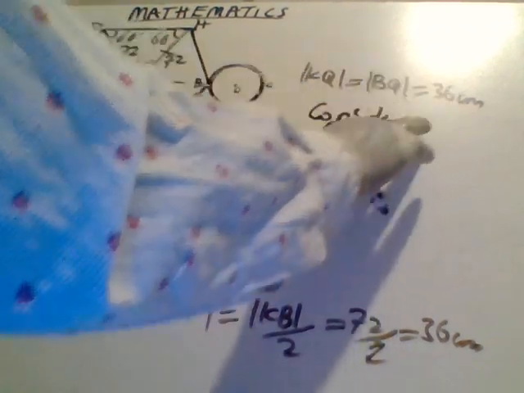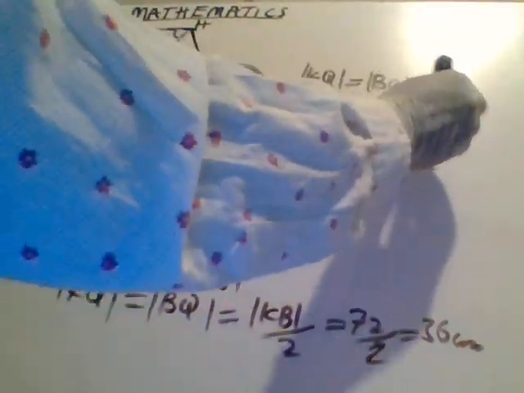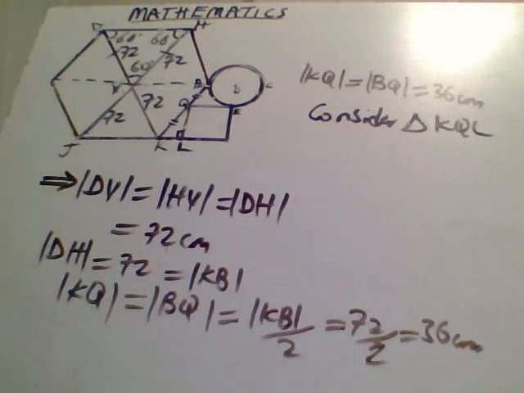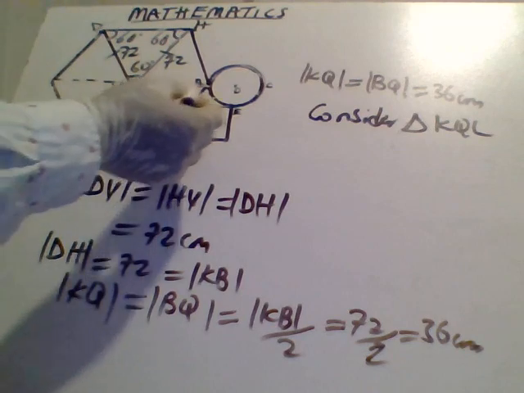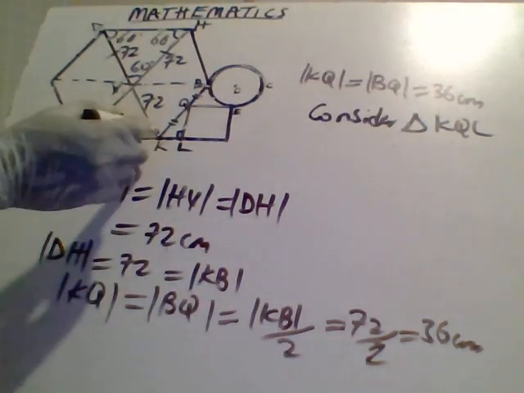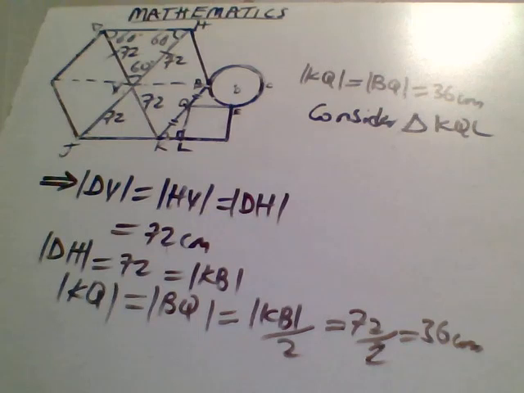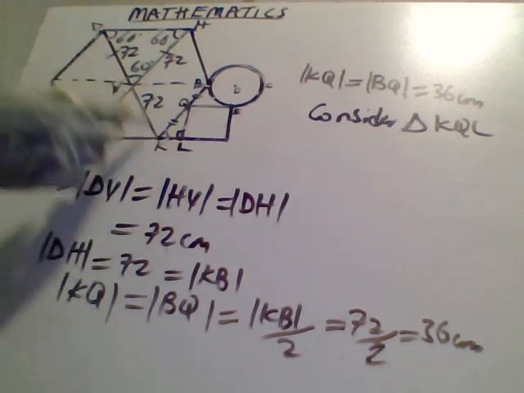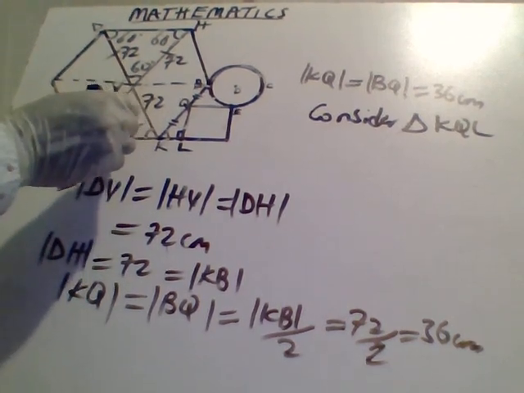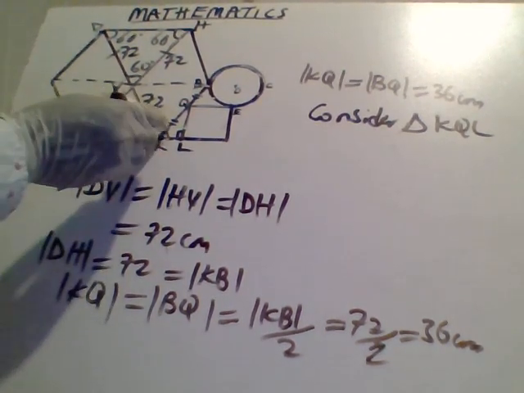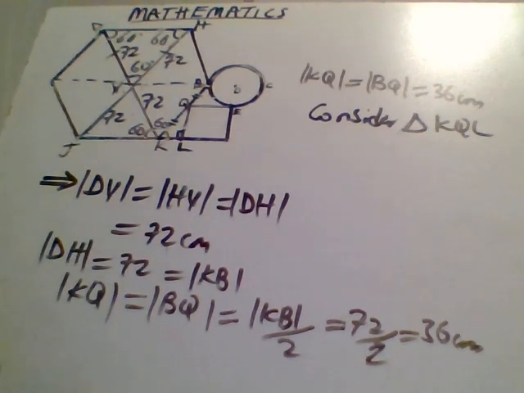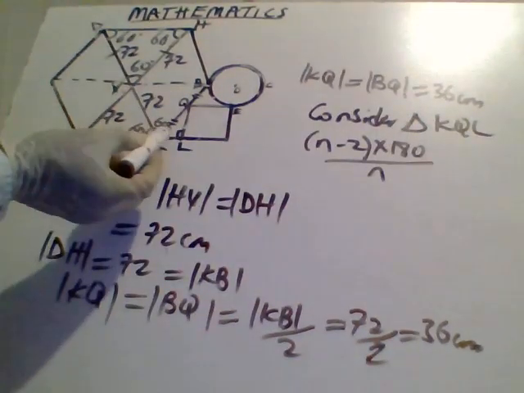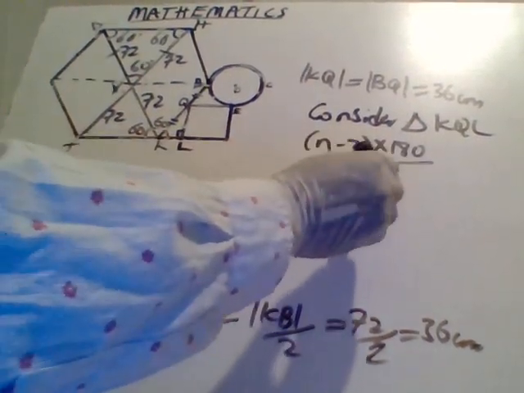So that we have to consider triangle KQL. So we already know that KQ is equal to 36 cm. We need to find this angle here. And we can find the interior angle of a hexagon, because DK is an angular bisector. Since here is 60 degrees, since DK is angular bisector, here will also be 60 degrees. Or use this formula, n minus 2 times 180 divided by n, to find this angle JKB.